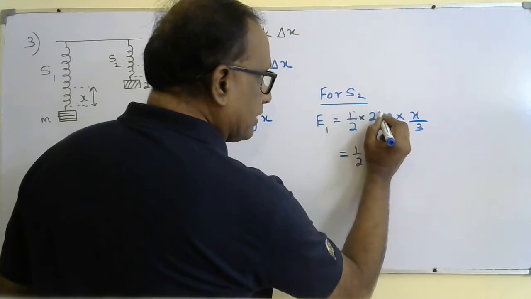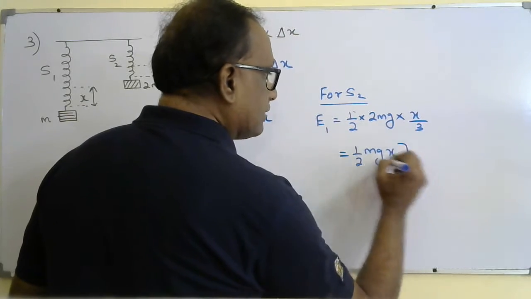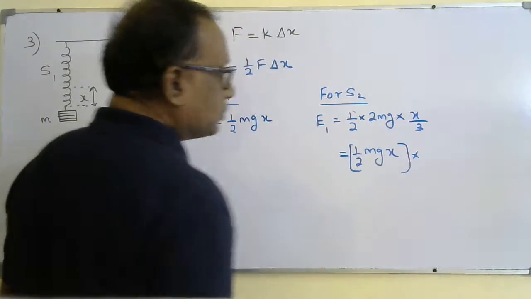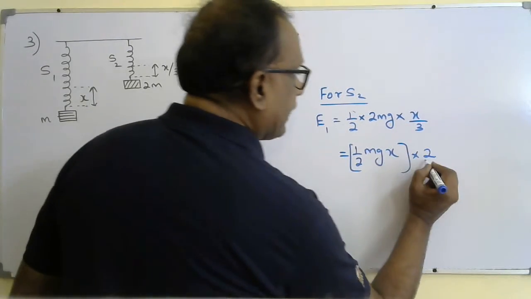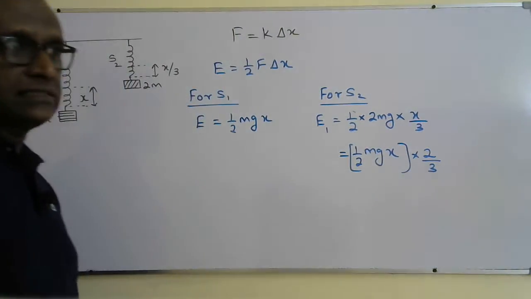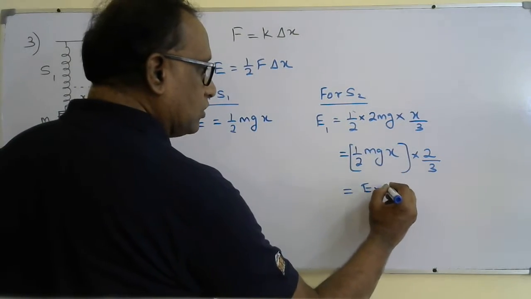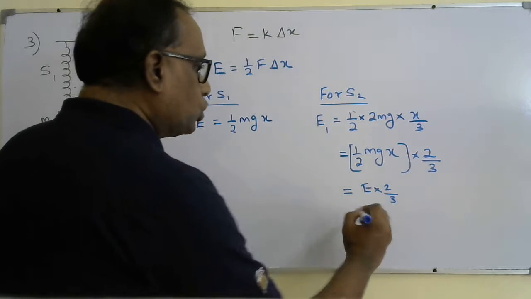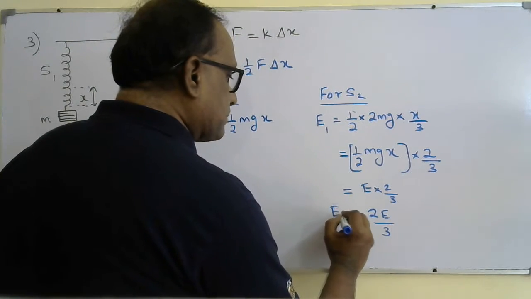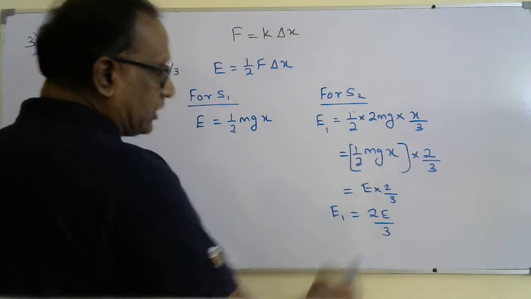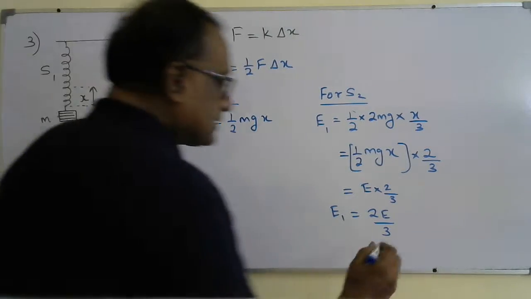I'll write this half, this mg into x first. The remaining is 2 and 3. So half mgx, which I know is E, into 2 by 3. So the answer is 2E by 3. The energy stored in spring S2, which is E1, is equal to 2E by 3. Correct answer C.